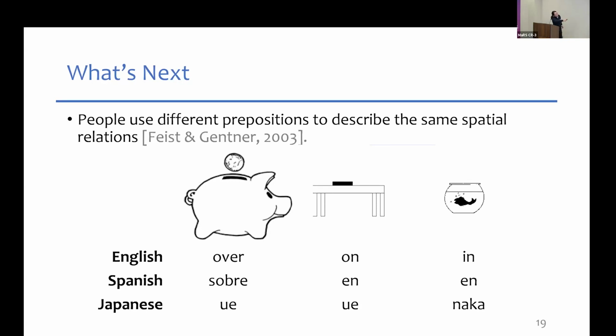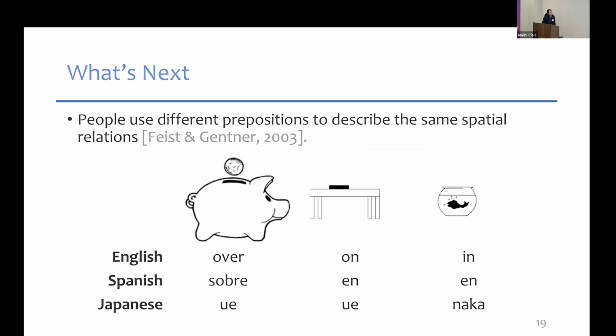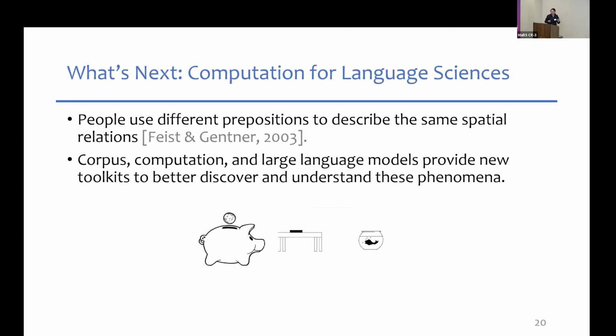In this case, English would use over to describe the relation between the coin and the coin bank, use on to describe the black stuff and the desk, and use in to describe the golden fish or black fish or whatever, and the fish pot. But in Spanish, the second 2 relations are described with the same preposition. However, in Japanese, the first 2 relations are described with the same preposition. So for these interesting phenomena, corpora, computation, and also large language models, or generally language models, provide some new toolkits for us to better discover them systematically and understand and test these phenomena.